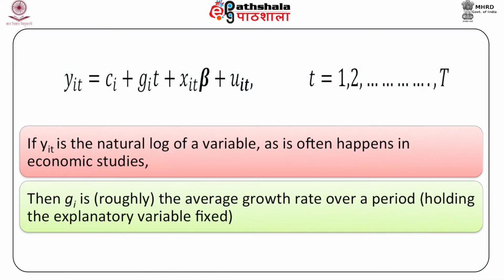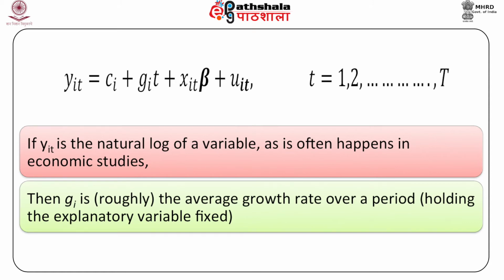Now, extending the standard unobserved effects model, Yit equals Ci plus Git plus Xit beta plus Uit, where t takes the values from 1 to capital T. This we denote as equation 9. Sometimes the above equation is also called the random trend model, as each individual, firm, city and so on is allowed to have its own time trend. The individual specific trend is an additional source that leads to heterogeneity.